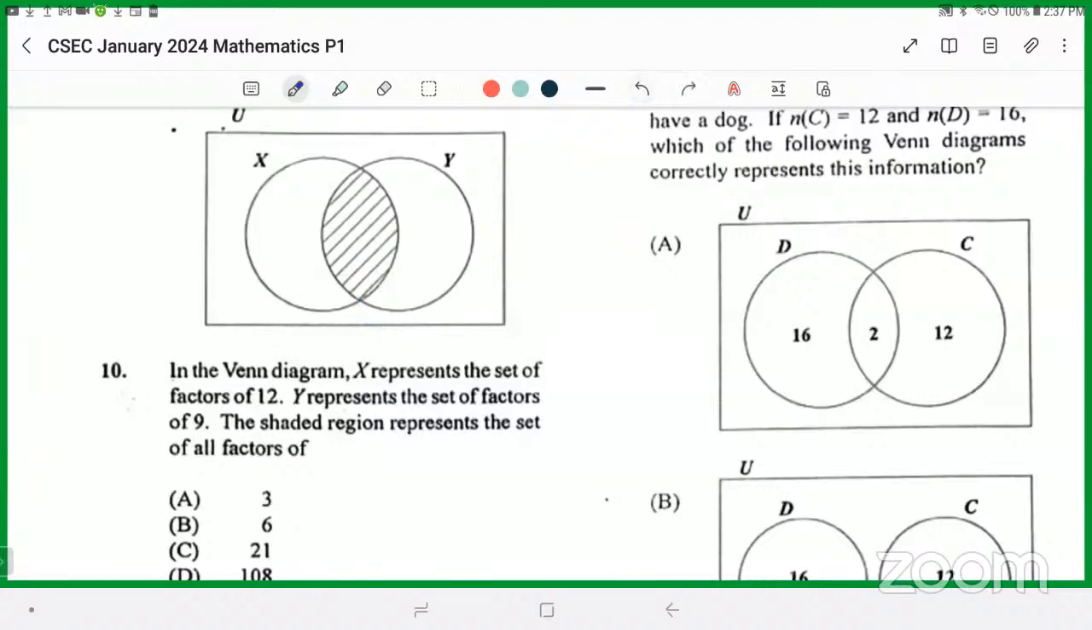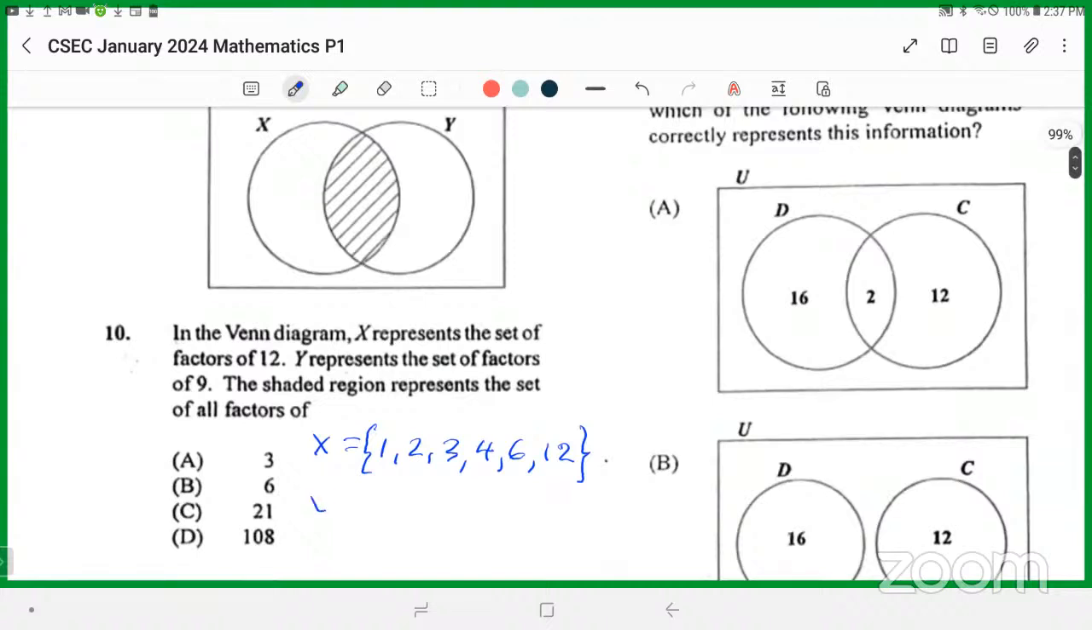So what we can do is write out these two sets. X would be the set of factors of 12, and they start from 1. So there's 1, 2, 3 is a factor of 12, 4 is a factor of 12, 6 is a factor of 12, and then 12 itself. And if we write down the factors of Y, those are going to start from 1 again, 1, 3, and then 9 itself. Those are the factors of 9.